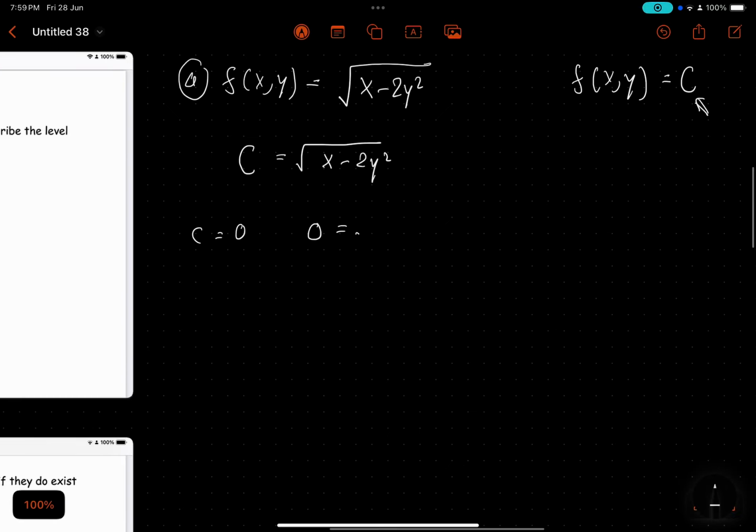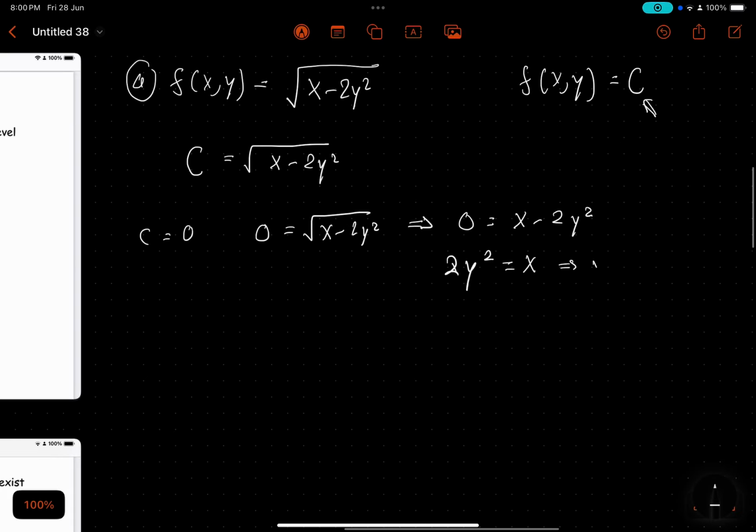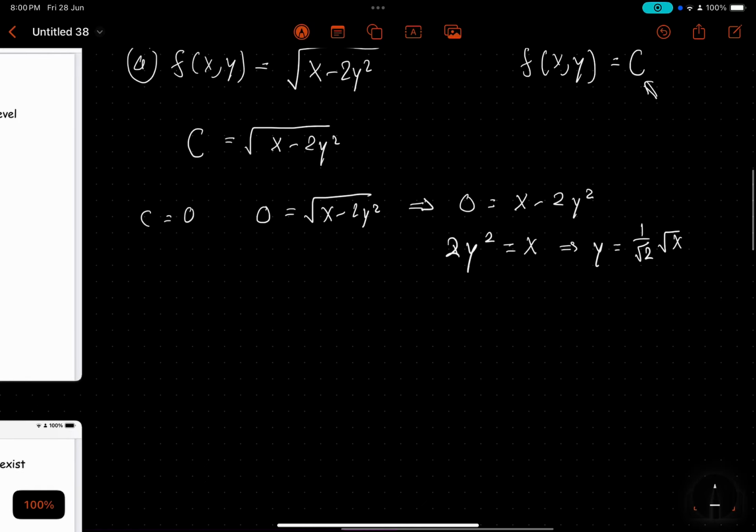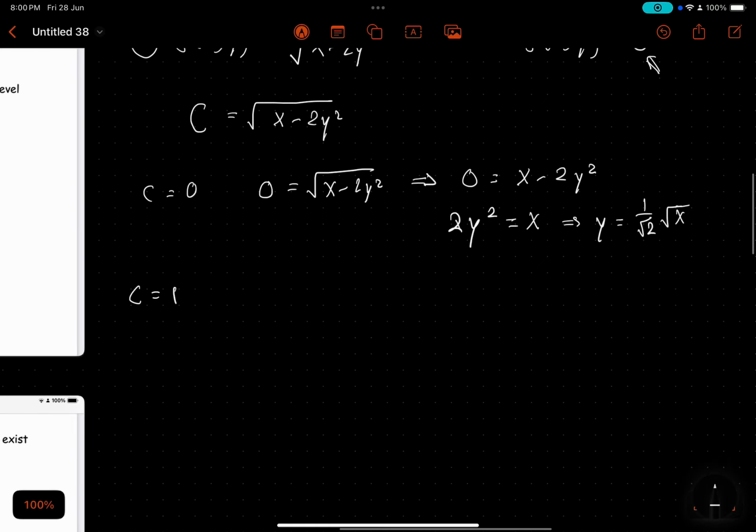So 0 equals the square root of x minus 2y squared, which gives us, if we square both sides, 0 equals x minus 2y squared, which implies that 2y squared equals x, and y equals the square root of x times 1 over square root 2. So this is basically the square root function.